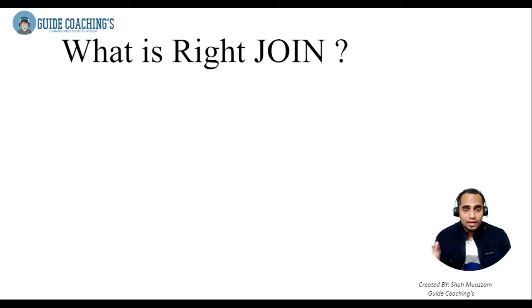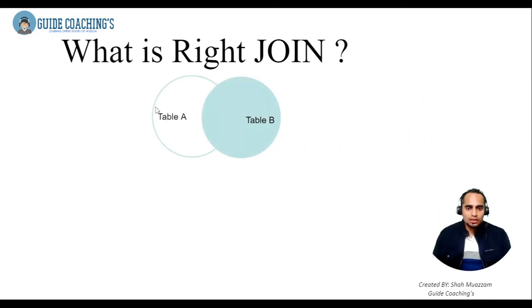If I apply the right join, the table which is kept at the right side will be a standard table, and according to that table all the values will be matched. Now I'll show you how it looks in the image. Here I have two tables, employee and department. If I want all the values from the department table, I will keep the department at the right side, and then I will apply the right join.